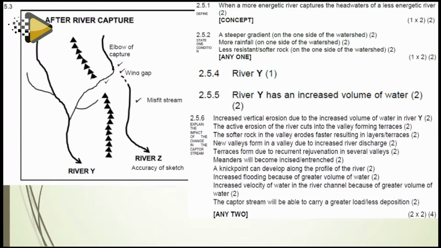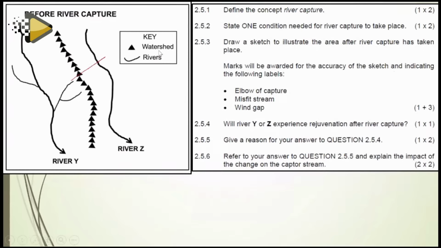And now you must also be able to answer these questions. Will river Y or river Z experience rejuvenation? What is rejuvenation? It is when the river renews its erosive ability, or when a river begins to erode vertically again. We call that process river rejuvenation.